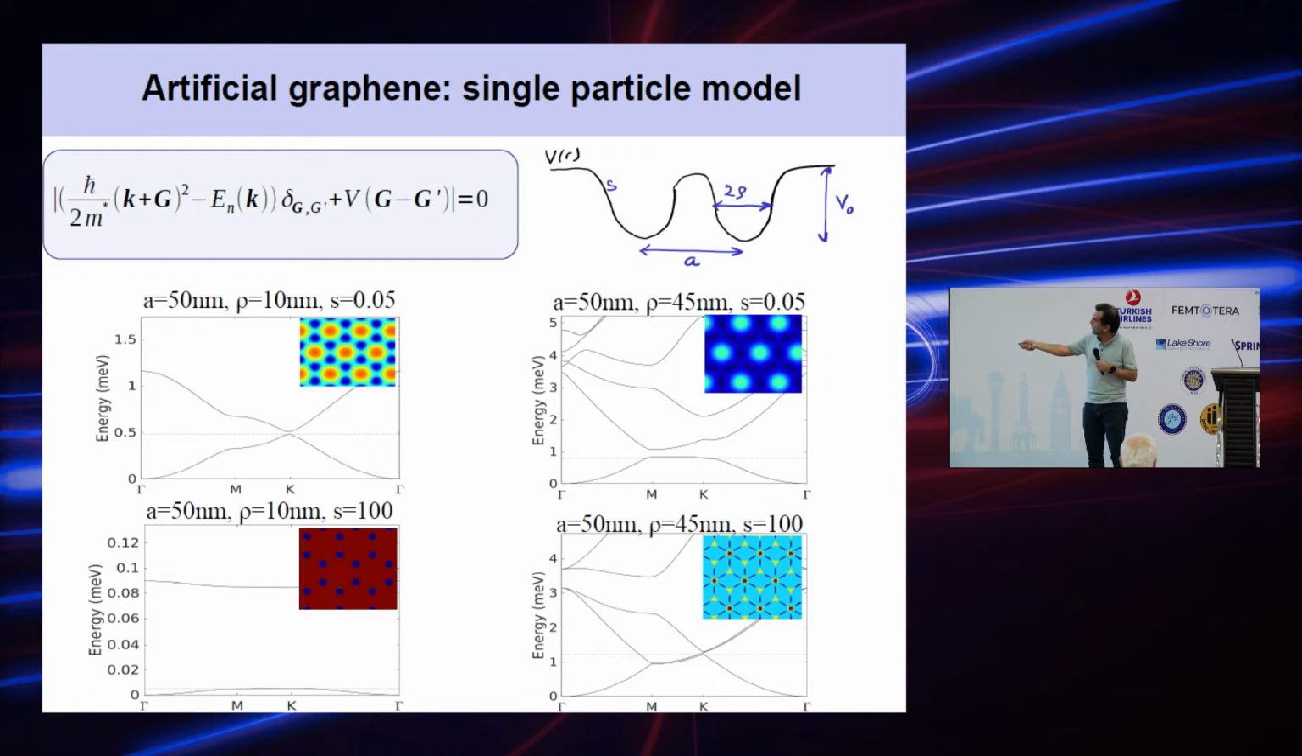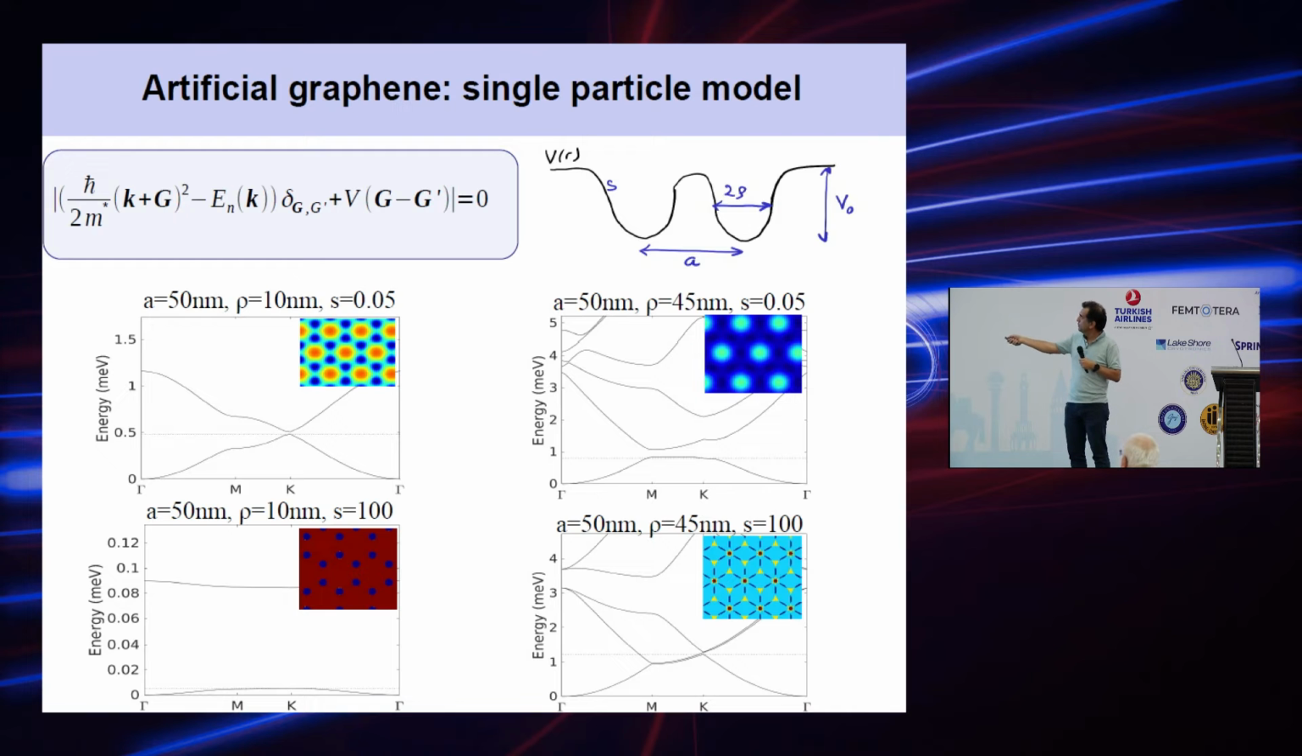For instance, for a equal to 50 nanometers, this is from the experimental work, to be consistent with the experimental work. And we have here rho of 10 nanometers, so it is a relatively small diameter, and S of 0.05, not too sharp, it's kind of smooth. In that case, near the K point, you see almost like a Dirac linear dispersion. So this is nice.